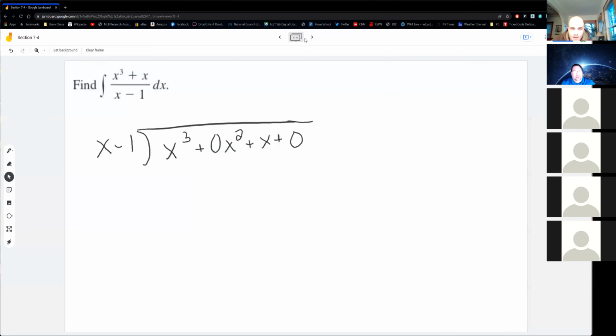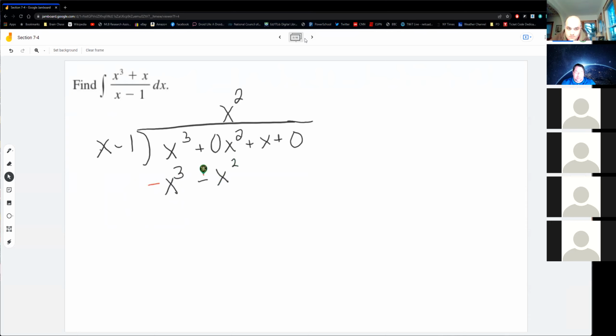So now we're going to divide. How many times does x go into x to the third? Twice. So in essence, we're multiplying. It's what times x is going to give me x to the third. So that's where the x squared is. Now we multiply. X squared times x is x to the third. X squared times -1 is negative x squared.